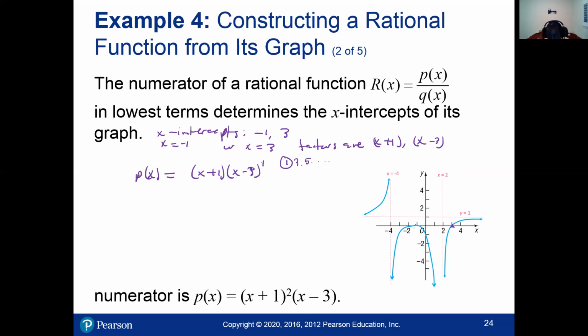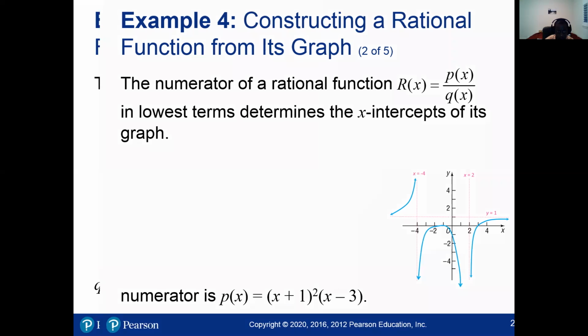And then where it touches, see that it touches at -1. It will have an even multiplicity. If it's an even multiplicity, then the least of them will be 2. Therefore, the possible numerator, p of x, will be x plus 1 all squared times x minus 3. Now our job is to find the denominator, q of x.